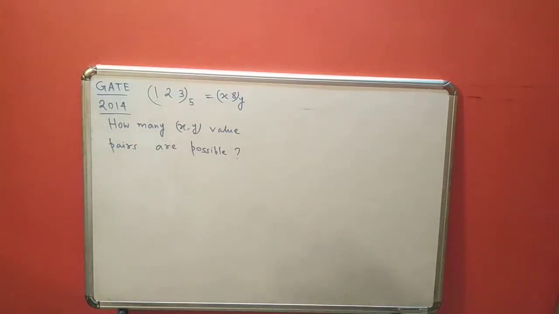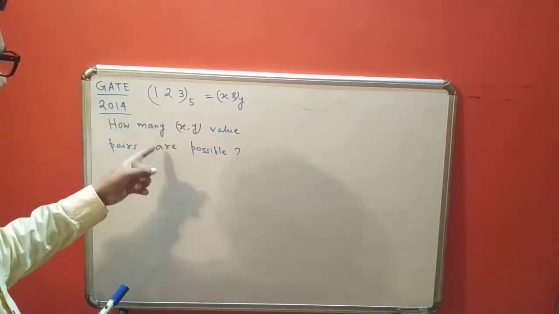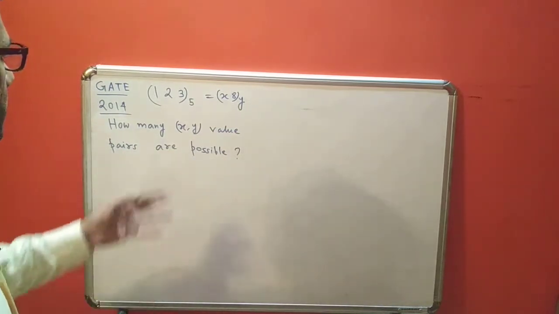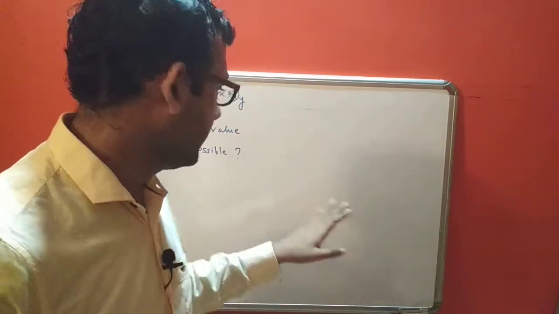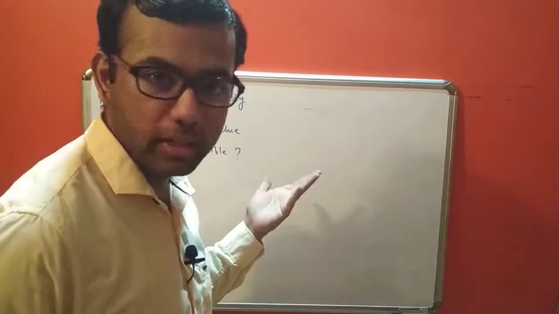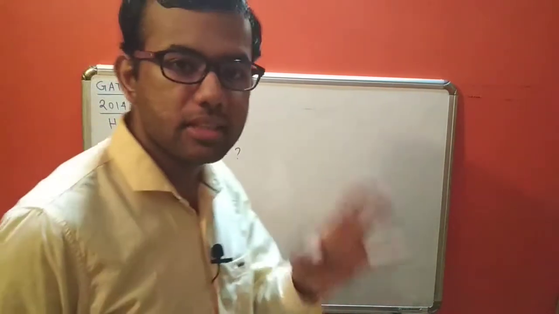So let's solve this question. This has been asked in GATE 2014. We have been given two numbers and we have been asked to find how many x comma y value pairs are possible. That means for certain pairs of values of x and y, this equation will be satisfied. And we have to find out how many such pairs are possible.